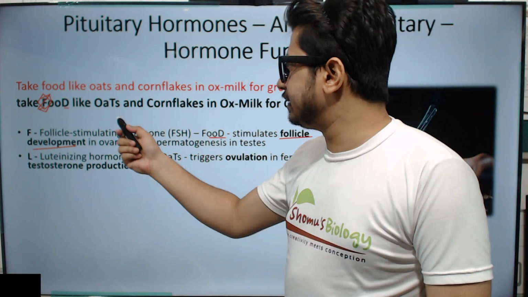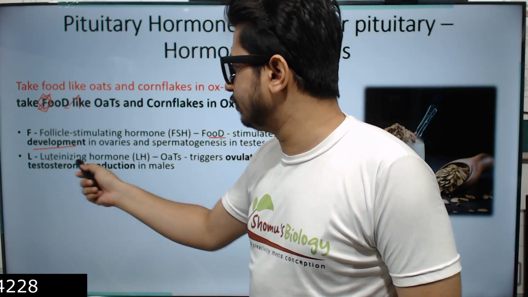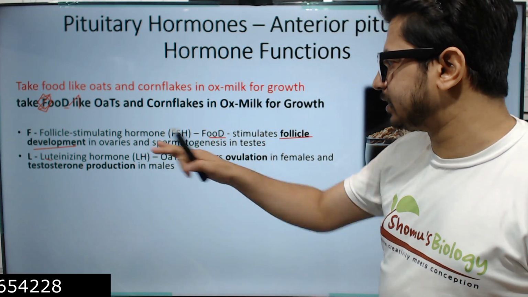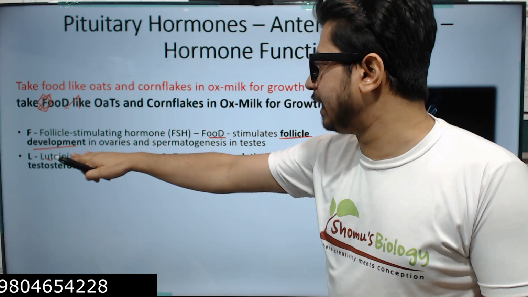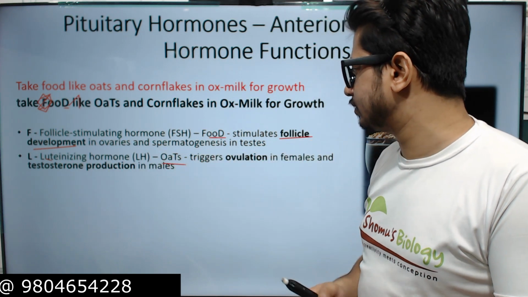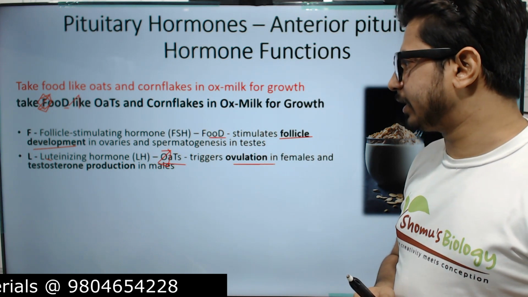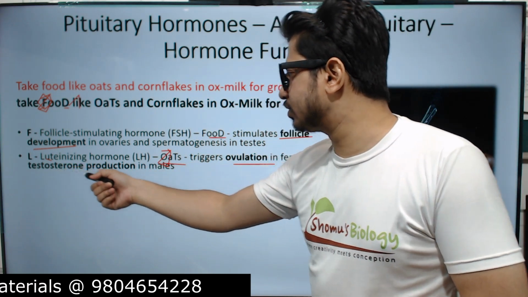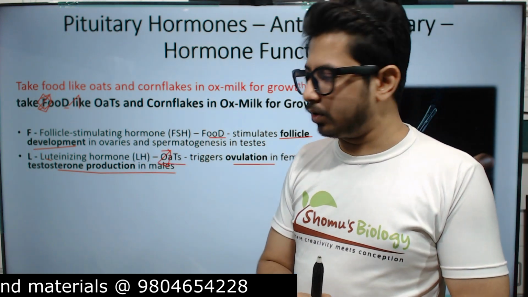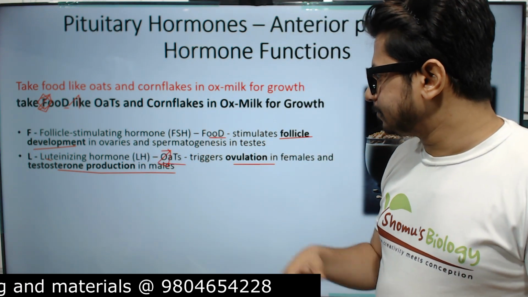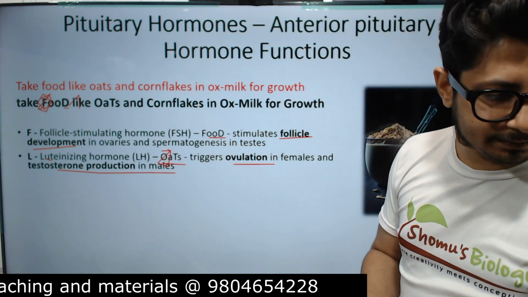Next one is food like, L for luteinizing hormone. Luteinizing hormone goes with like oats. What is the job of O? Ovulation. And T for testosterone production in males. That's the job of luteinizing hormone. It triggers ovulation and testosterone production in males.